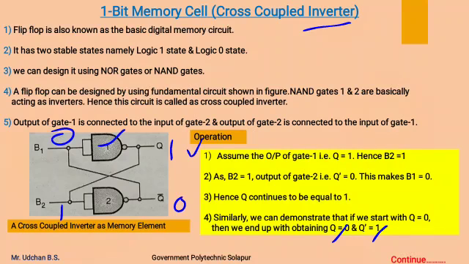So if previously we assumed Q as 1, we will end with Q equal to 1 and Q complement equal to 0. And if we assume previously Q equal to 0, we end up with Q equal to 0 and Q complement equal to 1.